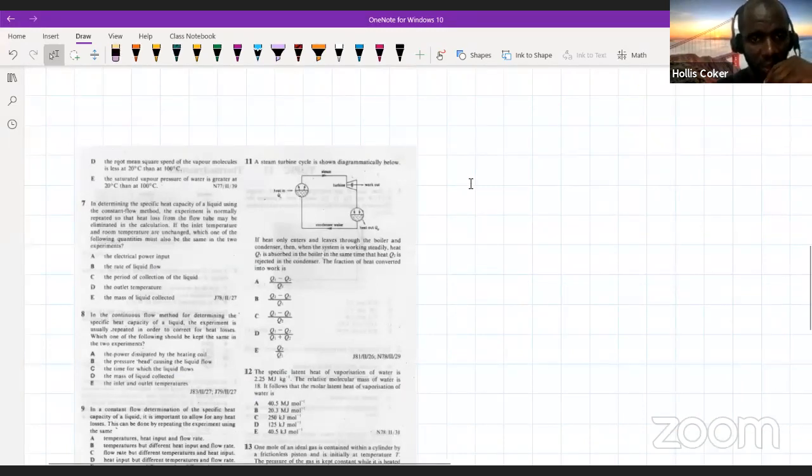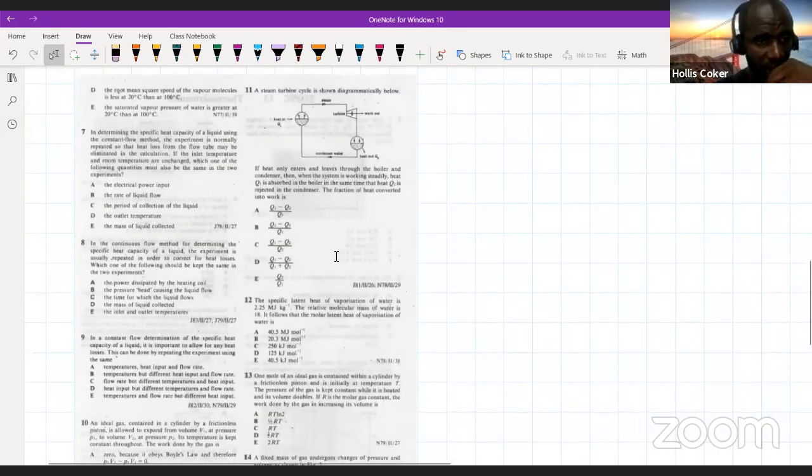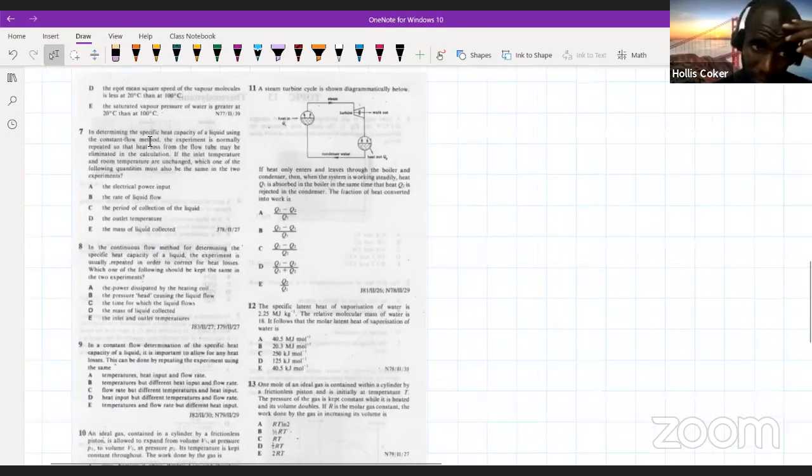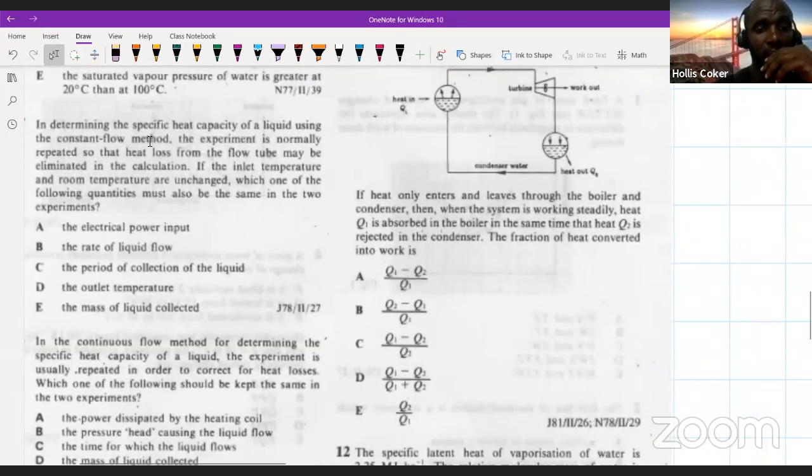All right, so let's see what we're seeing here now. And let's look at the questions here, so we could figure out these. Question 7: in determining the specific heat capacity of a liquid using the constant flow method, the experiment is normally repeated so that heat loss from the flow tube may be eliminated in the calculation. If the inlet temperature and room temperature are unchanged, which one of the following quantities must also be the same in the two experiments? And they give us these four things to look at.